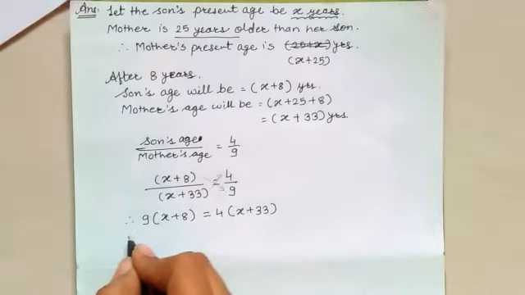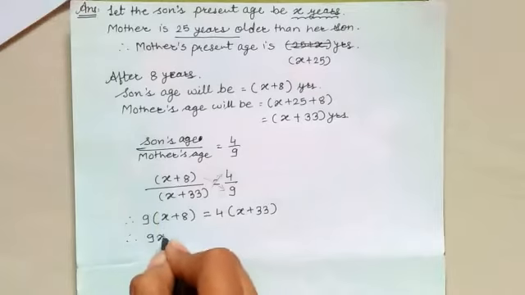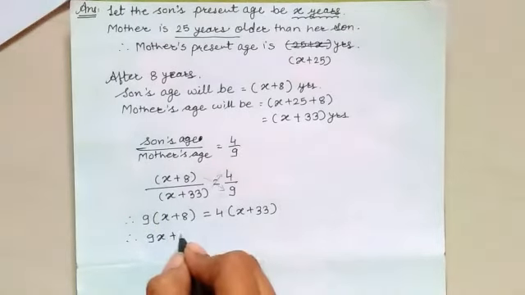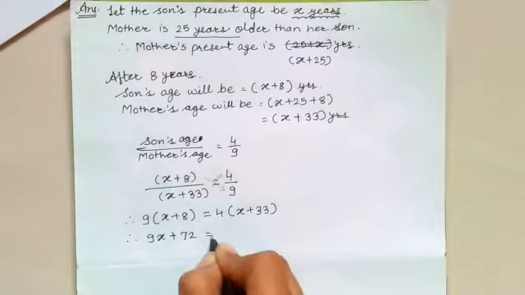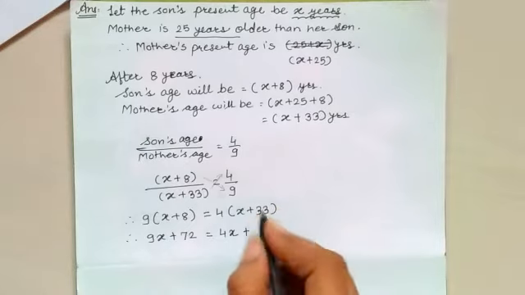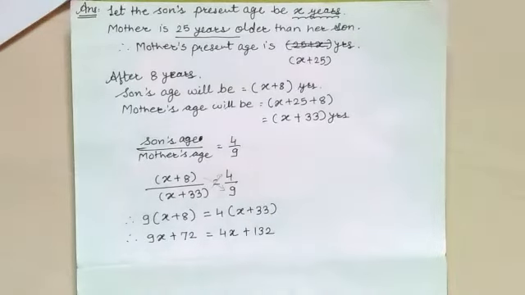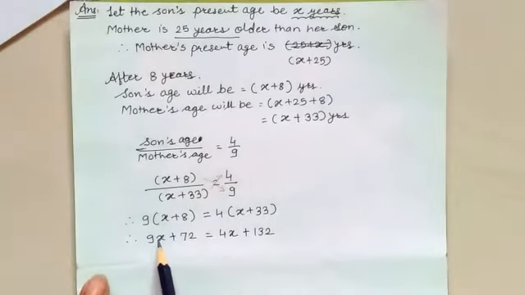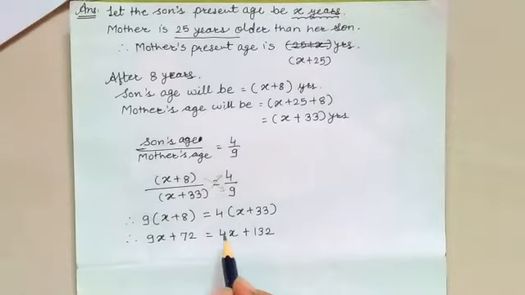Therefore, let's solve the bracket. 9 into x, 9x, plus 9 into 8, 9 eights are 72, is equal to 4 into x, 4x, plus 4 into 33. The answer will be 132. Now students, here we are going to use the method of operations, that we have to send the smaller number towards the bigger number. Here this 9x is bigger on the left hand side and the right hand side is having 4x. So we can send this 4x to the opposite side.